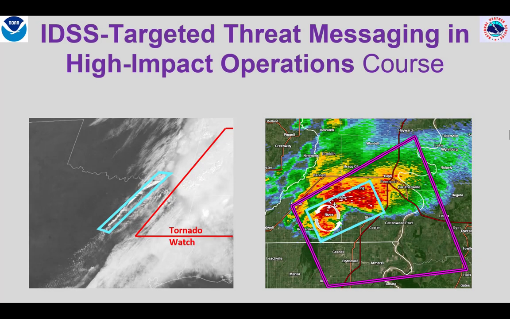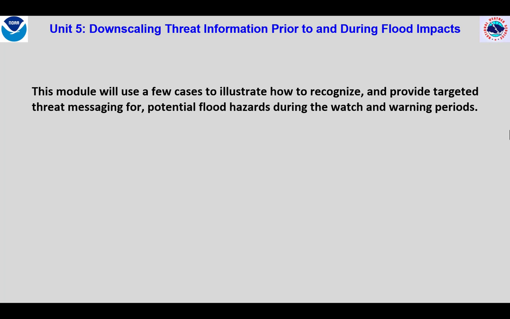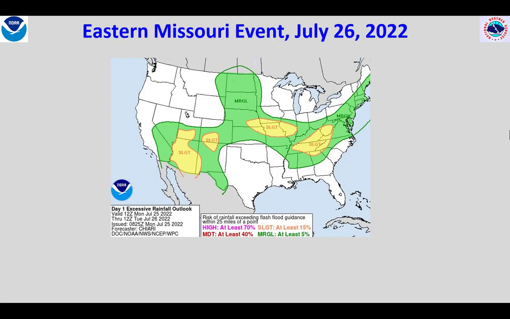Welcome to the IDSS-Targeted Threat Messaging course. This is Unit 5, which focuses on how to downscale threat information prior to and during impacts from flooding due to excessive convective rainfall. This module will use a few cases to illustrate how to recognize and provide targeted threat messaging for potential flood hazards during the watch and warning periods.